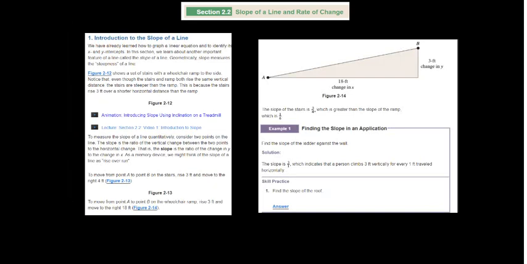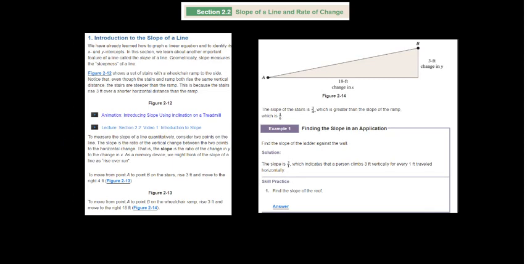To measure the slope of a line quantitatively, consider 2 points on the line. The slope is going to be the ratio of the vertical change between the 2 points to the horizontal change. Now that's a mouthful, but just bear with me here. That is, the slope is the ratio of the change in y to the change in x. As a memory device, we may think of slope as rise over run. So it's going to be the rise over the run, or the fall over run, but we'll talk about that momentarily.